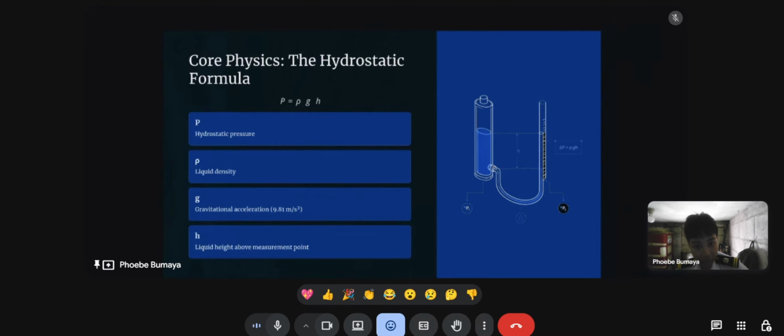So the hydrostatic formula: hydrostatic pressure, liquid density, gravitational acceleration, 9.81 meters per second squared, and liquid height above the measurement point. Hydrostatic pressure is equal to density times gravity times liquid height.